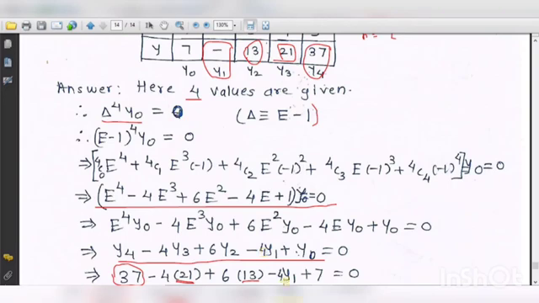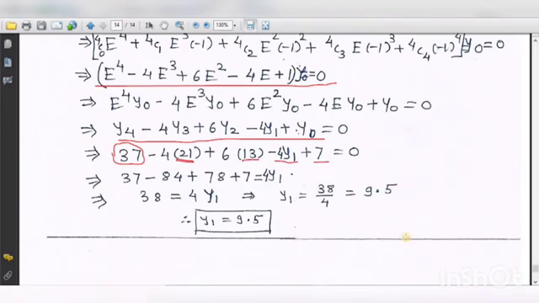So the y1 term is as it is, that is minus 4 y1. And what is y0? Y0 is 7. And now simply you have to add these values and solve the equation. So the values give 38 equals 4 y1, and here it gives me the value of y1 as 9.5.